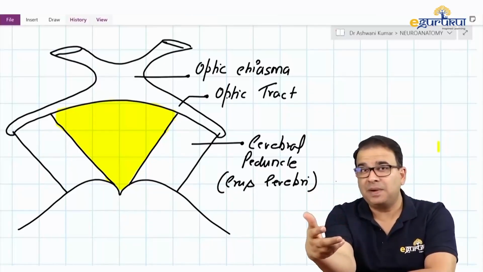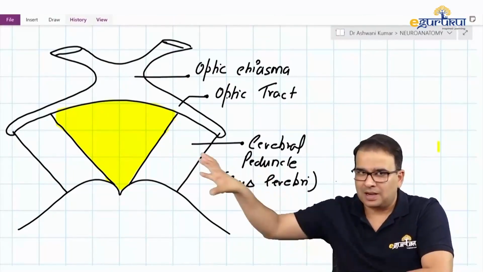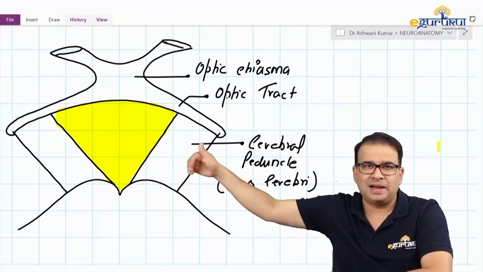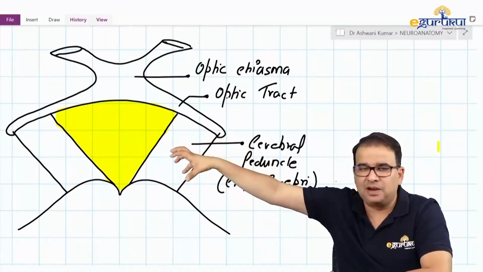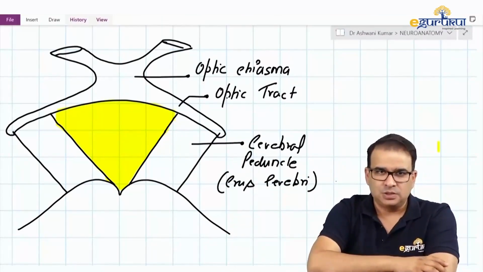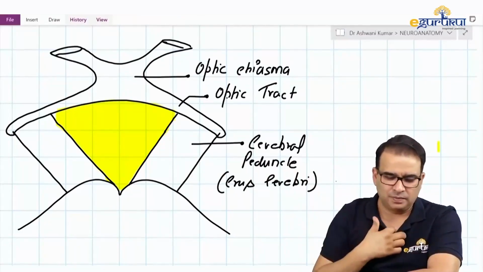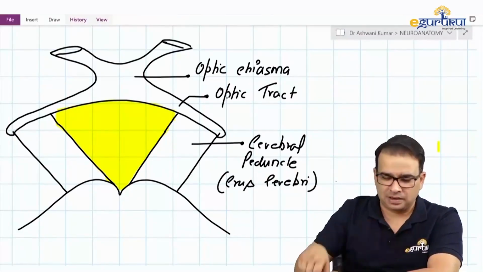Why the word cerebral peduncle? We discussed that earlier also, because the descending tracts from cerebrum are situated inside only. Pyramidal tract, extrapyramidal tract, they are all present in this peduncle part, and then they go to the pons and medulla. So guys, obviously the fossa in between is interpeduncular fossa. So boundaries are quite visible from here, the optic chiasma, tract and the peduncle.